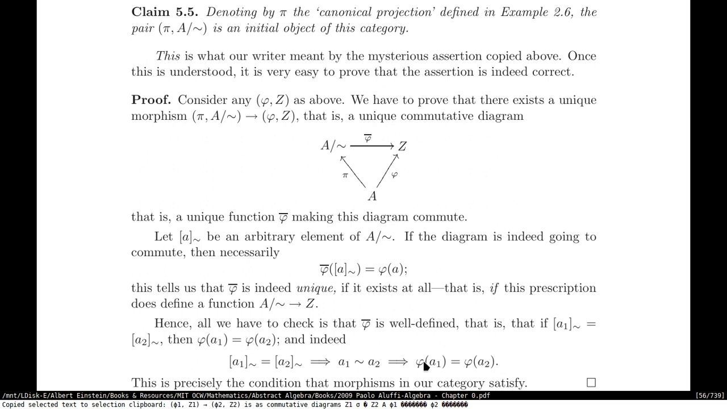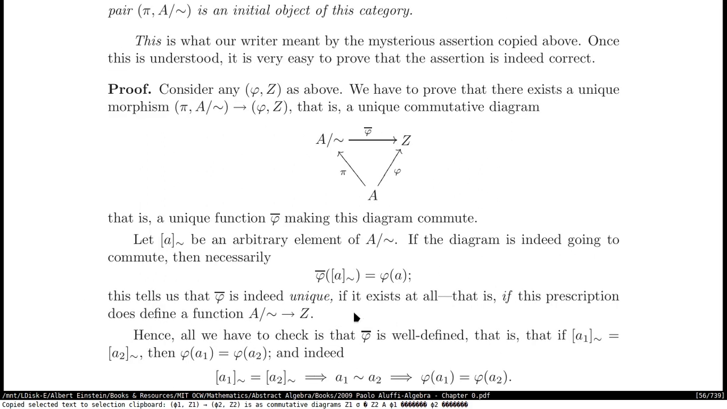It isn't that hard. If you consider one of the objects phi z, from A to z, you have phi. So you have to prove that there exists a unique morphism from pi and the quotient set to phi z. So these are two different objects in the category. You have to show that there is exactly one morphism between these two, right? And that is equivalent to saying that there is a unique commutative diagram representing this.